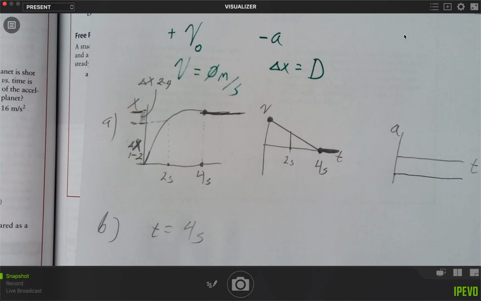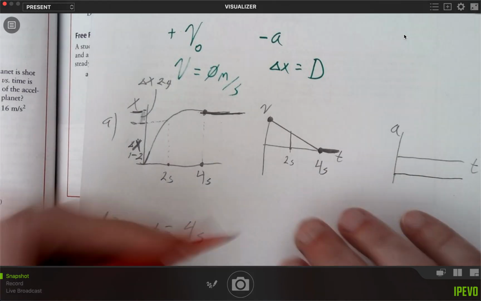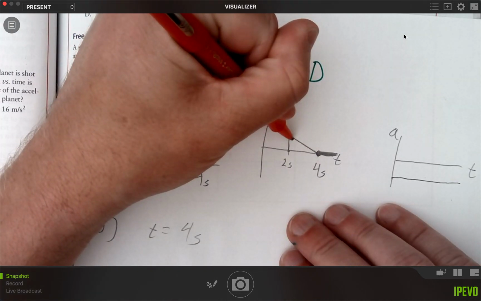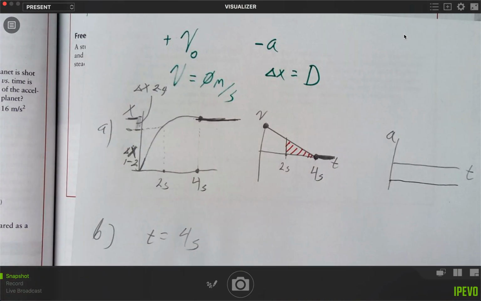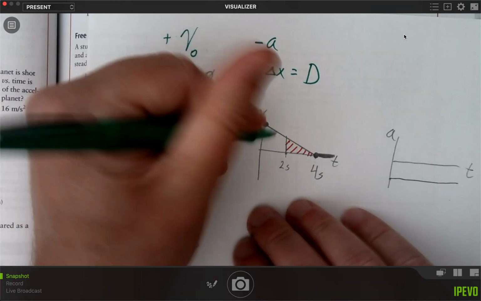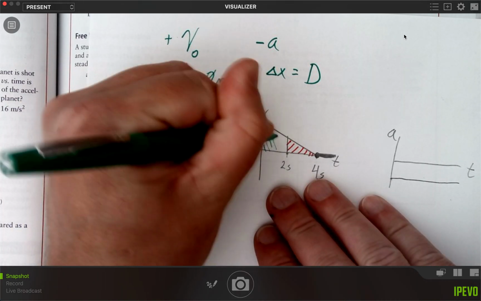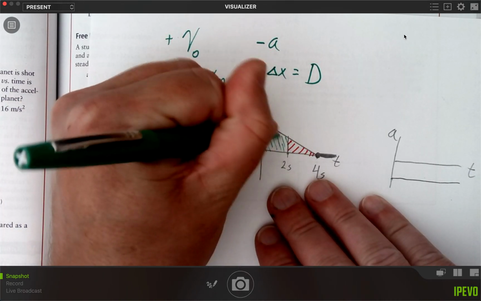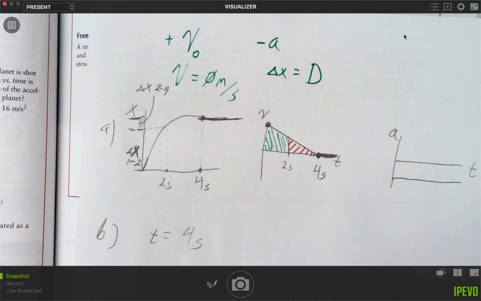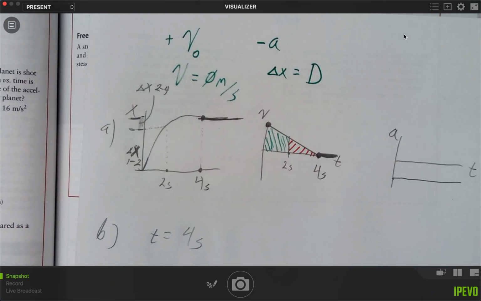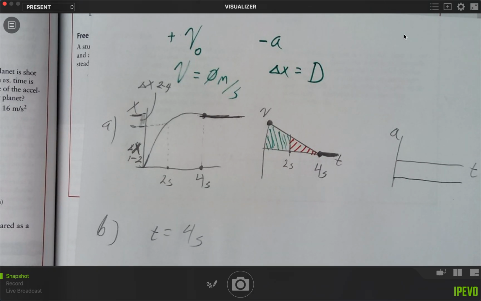But also, sometimes, if you're going to use your graphs, use more than just one. Well, we know the area underneath this velocity versus time graph is the displacement. So if I have the area in the red and the area in the green, just visually, you can tell which area is bigger.